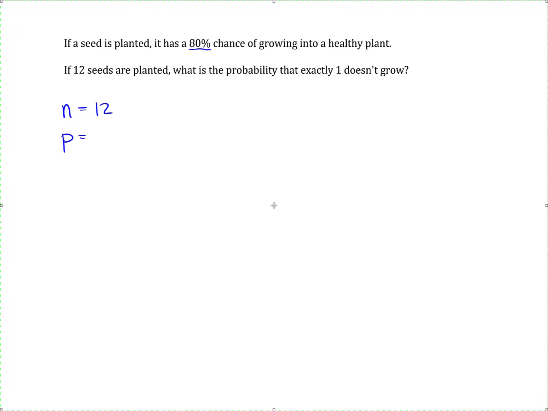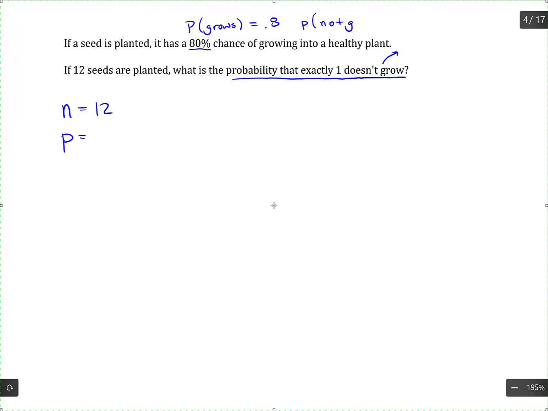But be very careful, because we're looking for the probability that exactly one doesn't grow. So the probability that one doesn't grow, well, if the probability that it grows is 0.8, then the probability of one seed not growing is complementary to that, which is 0.2. So be careful there. We're going to make sure p matches the event that we're interested in. So just be careful. Sometimes they switch things up like that on you.